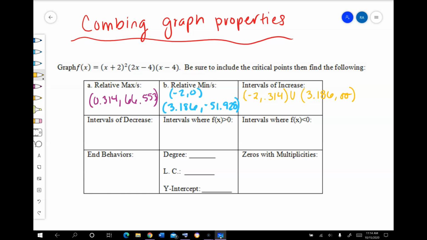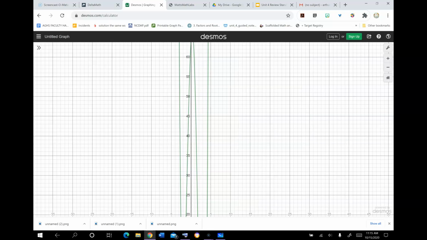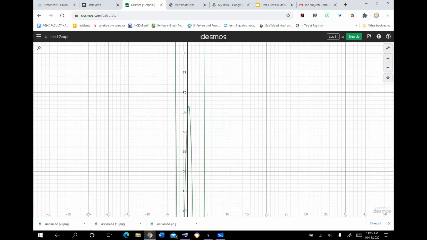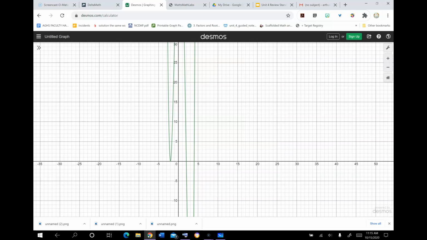Next was intervals of decrease, right? So we already said that we started off decreasing. So if you start off decreasing, that means you start decreasing at negative infinity. Okay? So I'm decreasing at negative infinity all the way to, let's see, where do I stop decreasing? I stop at negative 2. So I'm decreasing from negative infinity to negative 2.